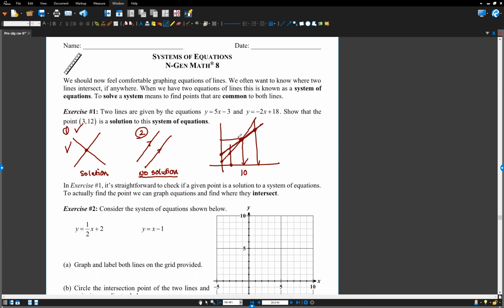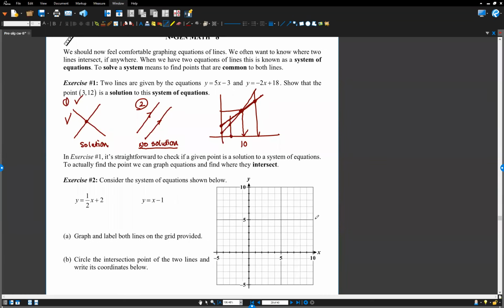Okay, all right. Now how do you find the solutions? So when you have two lines, this is we say the solution to the system of equations. Just write this: solution of system of equations.